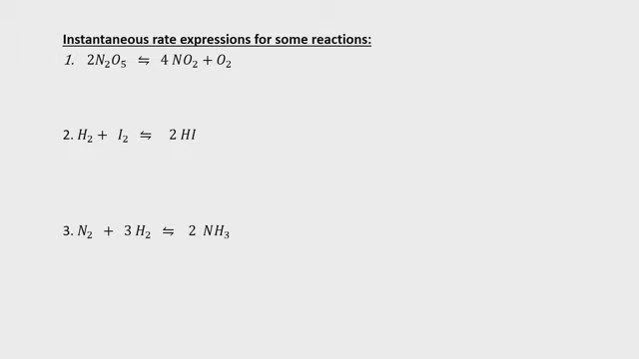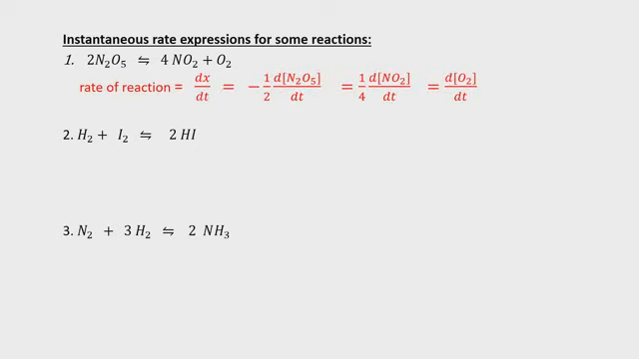For the first reaction, rate of reaction equal to dx by dt equal to minus 1 by 2 dN2O5 by dt. Here minus represents decrease in concentration of the reactant, equal to 1 by 4, this stoichiometric coefficient 4, 1 by 4 dNO2 by dt equal to dO2 by dt.